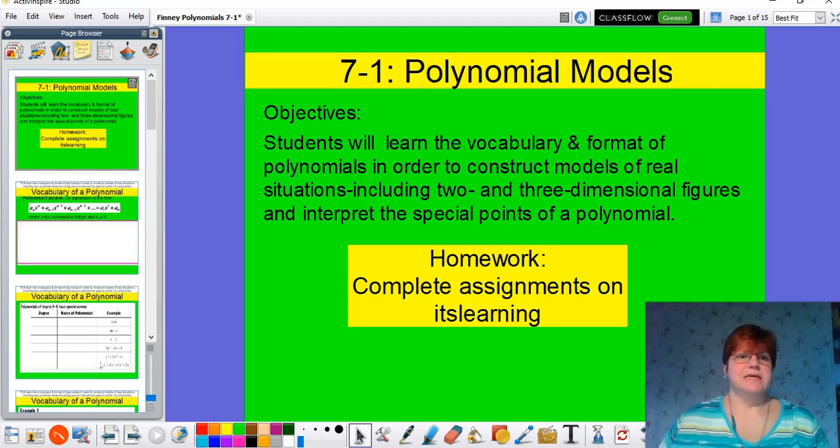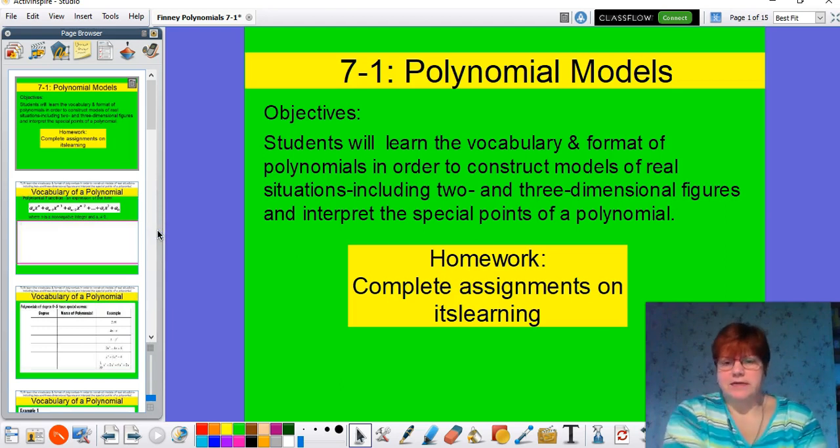All right, my friends. So today we're going to be taking a look at Chapter 7, which is Polynomials. And hopefully this will get us through the rest, or at least a large portion of what's left of the year. So basically today our lesson is vocabulary and format to construct models of real situations, including 2- and 3-dimensional figures, and interpret the special points of a polynomial.